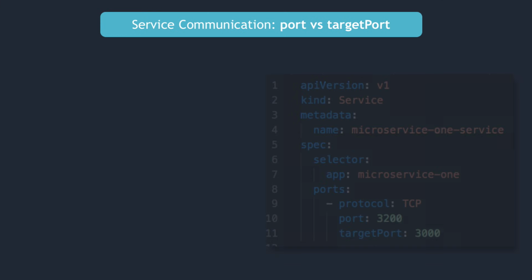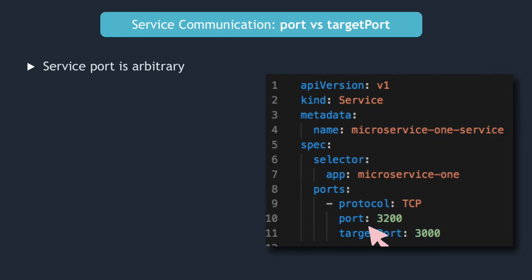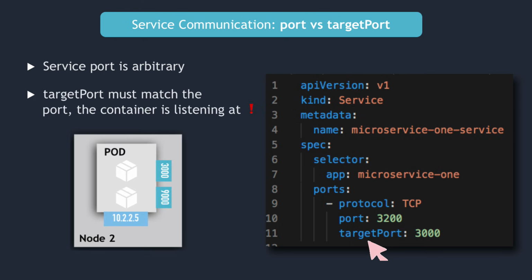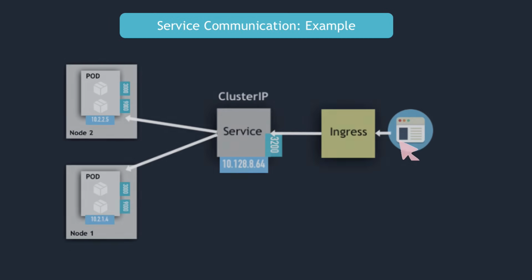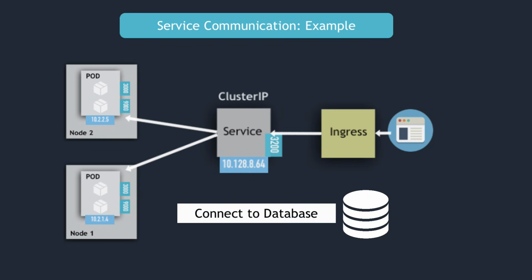And note here that the service port itself is arbitrary, so you can define it yourself, whereas the target port is not arbitrary. It has to match the port where the container, the application container inside the pod, is listening. Now let's say our microservice application got its requests from the browser through ingress and the internal ClusterIP service, and now it needs to communicate with the database to handle that request, for example.